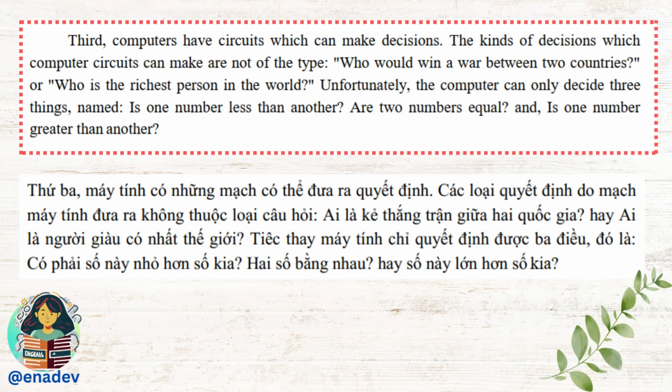Third, computers have circuits which can make decisions. The kinds of decisions which computer circuits can make are not of the type: who would win a war between two countries, or who is the richest person in the world. Unfortunately, the computer can only decide three things, namely: is one number less than another? Are two numbers equal? And, is one number greater than another?